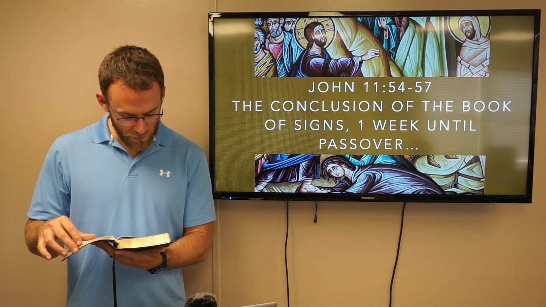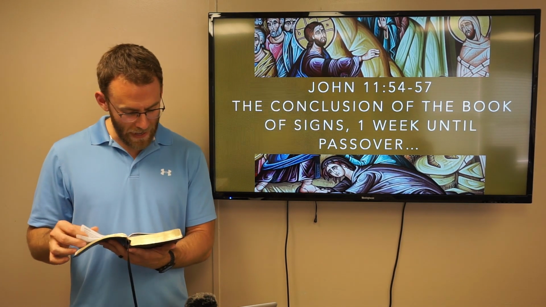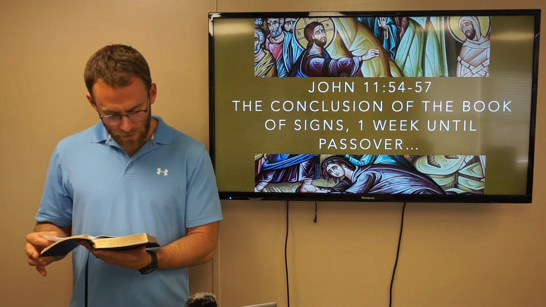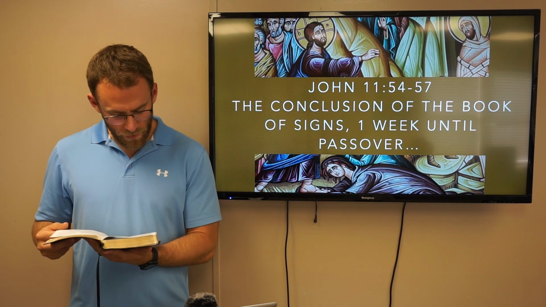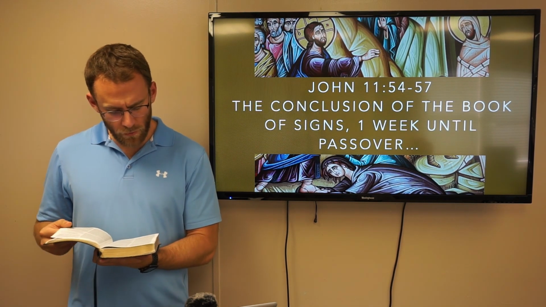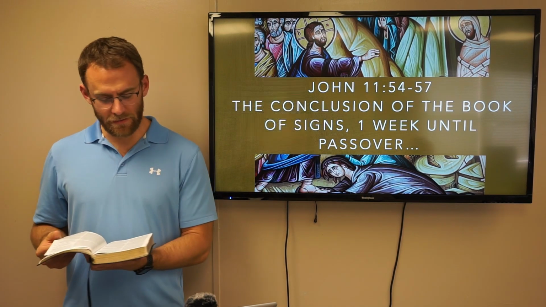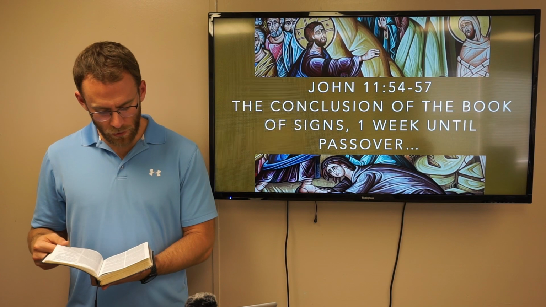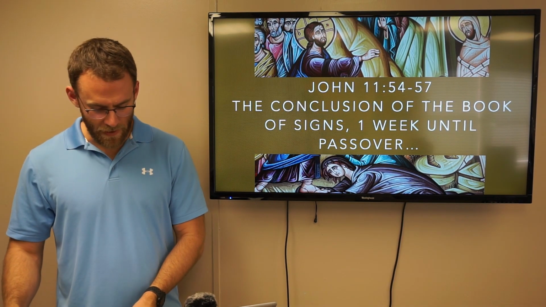Now the Passover of the Jews was at hand, and many went up from the country to Jerusalem before the Passover to purify themselves. They were looking for Jesus and saying to one another as they stood in the temple, "What do you think, that he will not come to the feast at all?" Now the chief priests and the Pharisees had given orders that if anyone knew where he was, he should let them know so that they might arrest him.